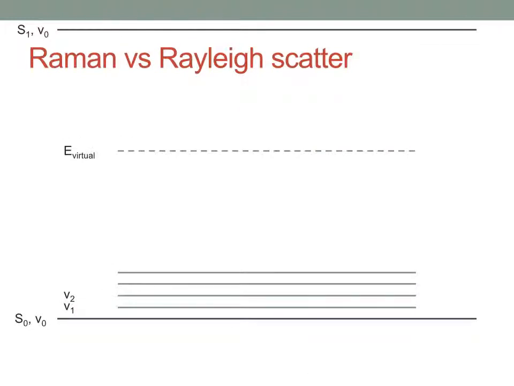So here I have an S0 and an S1. They're both vibrationally ground state as well. And you can see I've got this V1, V2 level, and I've got this virtual level. This virtual level isn't actually an energy level. It's just that if we have this picture, we need something to help us understand the concept of scattering of light. Mathematically, I could go through this, but you don't need to understand the maths, you just need to understand the general principle.